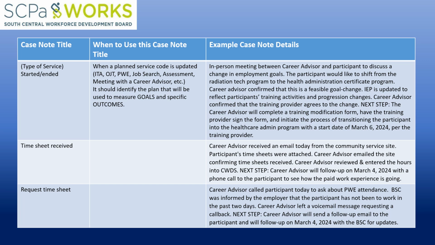If the participant is not receiving payments in a timely manner for a registered apprenticeship experience, for example, the career advisor or case manager must notify the business services team to contact the employer so that the problem can be resolved immediately. The anticipated outcome must be included in the case note with the next step statement indicating what the participant, the career advisor or case manager, and the business services consultant plan to do, on what date, and for what expected outcome.